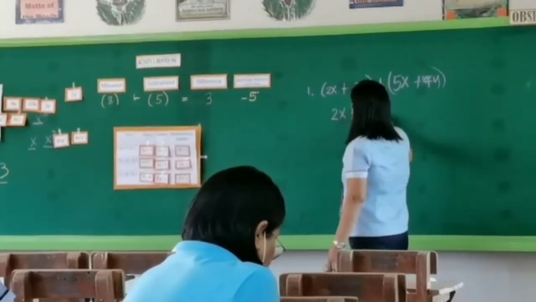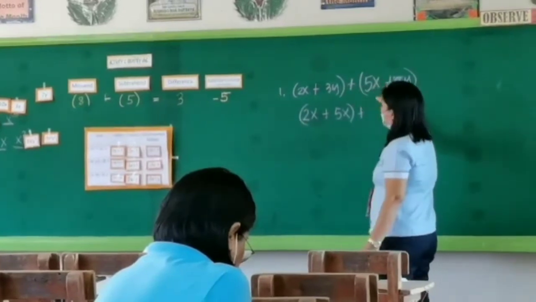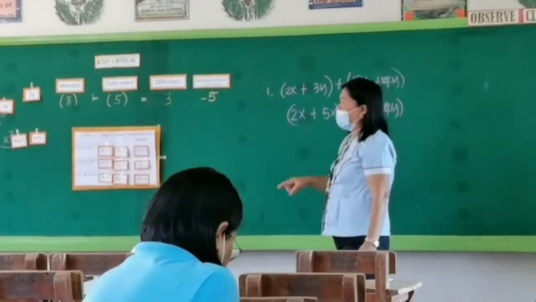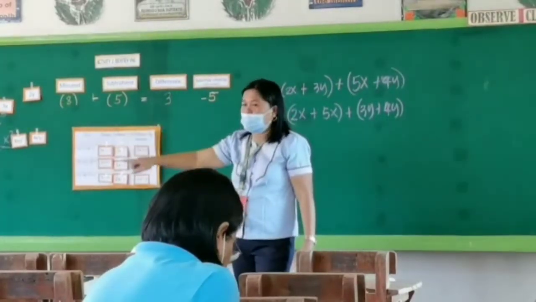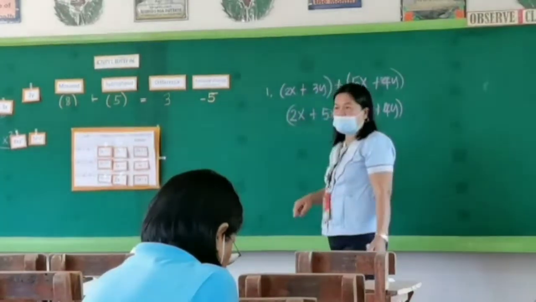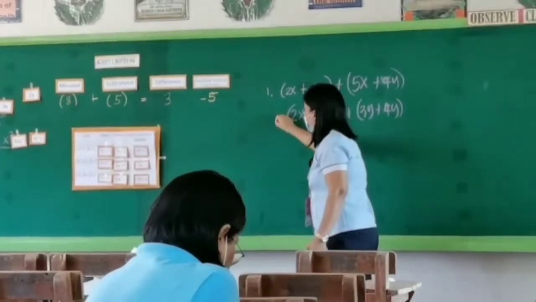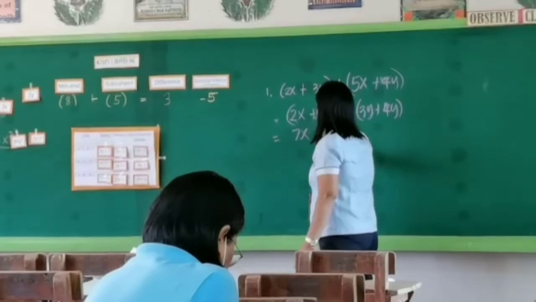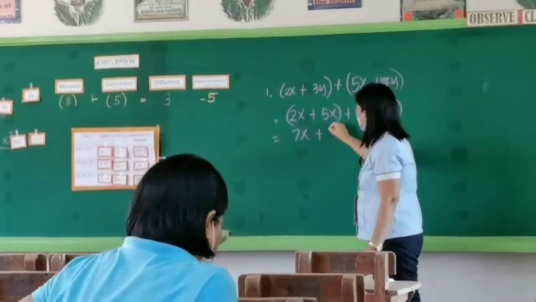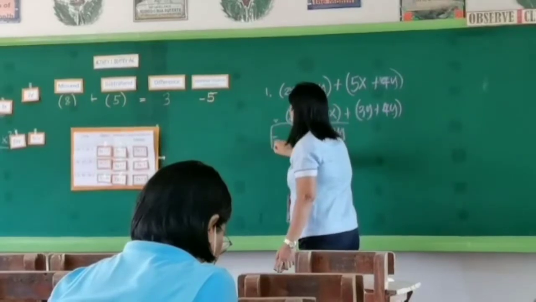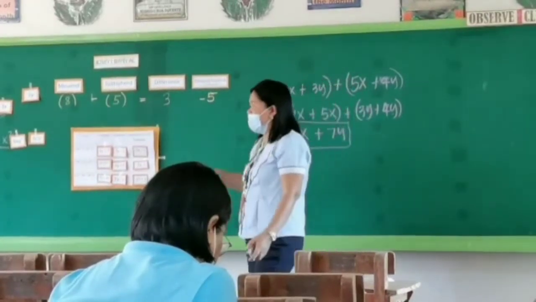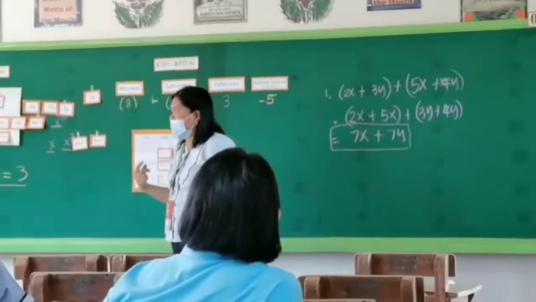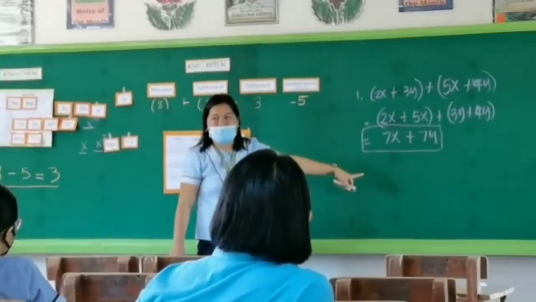Then the other one is 3y and 4y. So we group the similar terms in step 2. And step 3 is we need to add the similar terms. To add the similar terms, what would be the answer? 2x plus 5x is 7x, plus 3y plus 4y is 7y. Therefore, the sum of 2x plus 3y and 5x plus 4y is equal to 7x plus 7y.